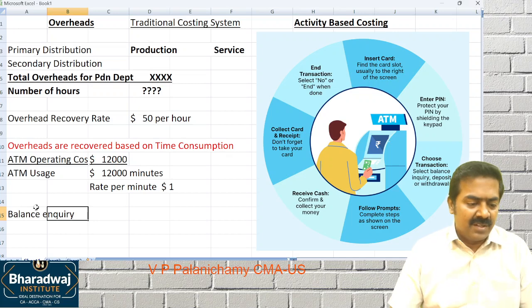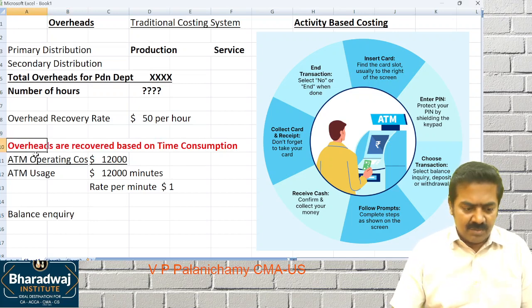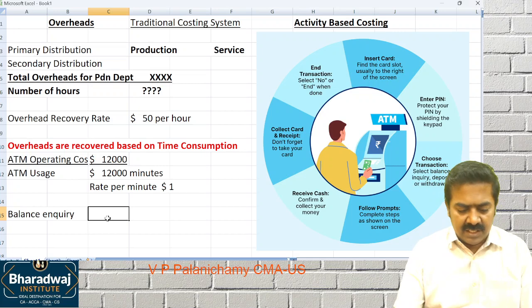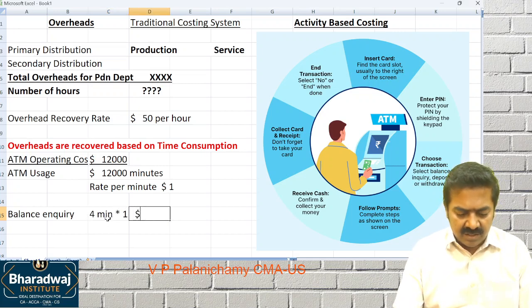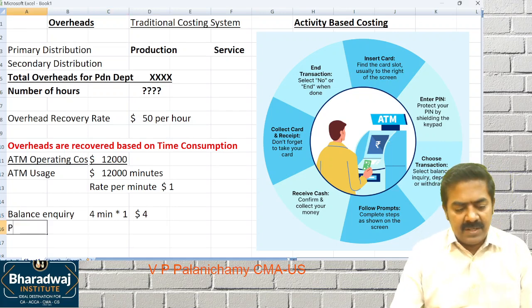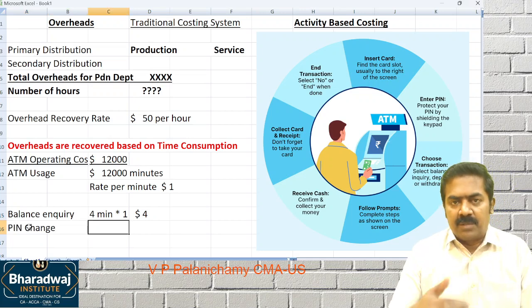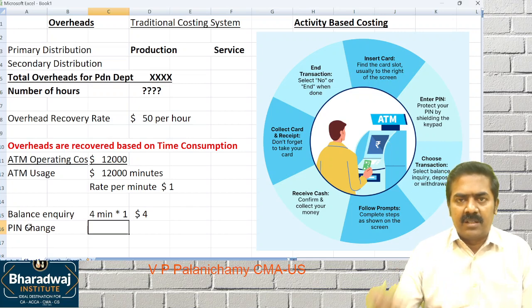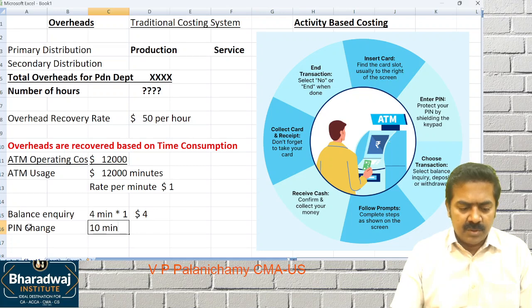For example, a customer goes for a balance inquiry. According to traditional system, overheads are recovered based on time consumption. Okay, a customer goes for balance inquiry, spends 4 minutes, means 4 minutes into $1. You will be charging $4. Okay, a customer goes for, let's assume, a PIN change. Let's assume it took some time to get the OTP or to get the PIN change. It took some server lag, errors were there. It took 10 minutes. It took which one? 10 minutes into $1. It will be $10.